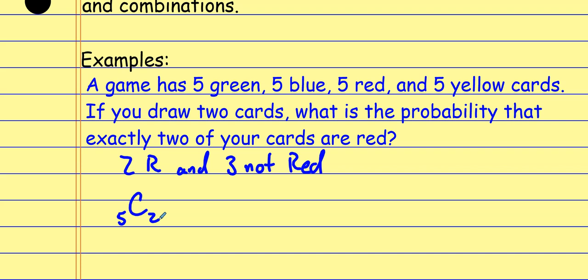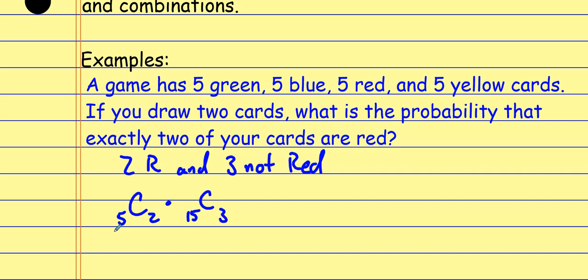For 3 not red cards, I've got to think about that in terms of a combination. How many not red cards do I have? Well, there's 15. And how many of those 15 do I want? Well, I want 3 of them. So the 5 choose 2 is for 2 red cards. The 15 choose 3 is for 3 cards that are not red. And now we see the word "and" here, which tells me to multiply these combinations.